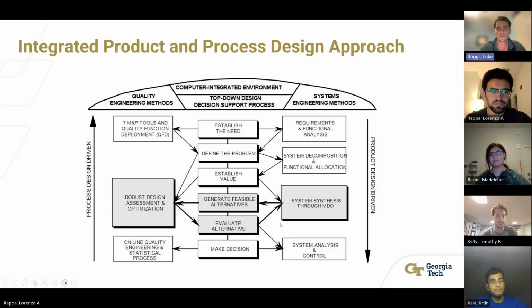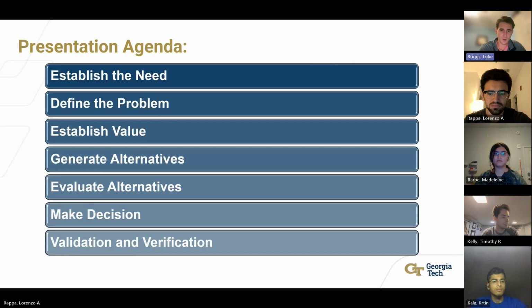Good. Next slide, Lorenzo. And so the whole process is really going to be following the IPPD approach that we've talked about throughout the semester. And we're going to go through each of those steps to support the final solution that we have come up with.